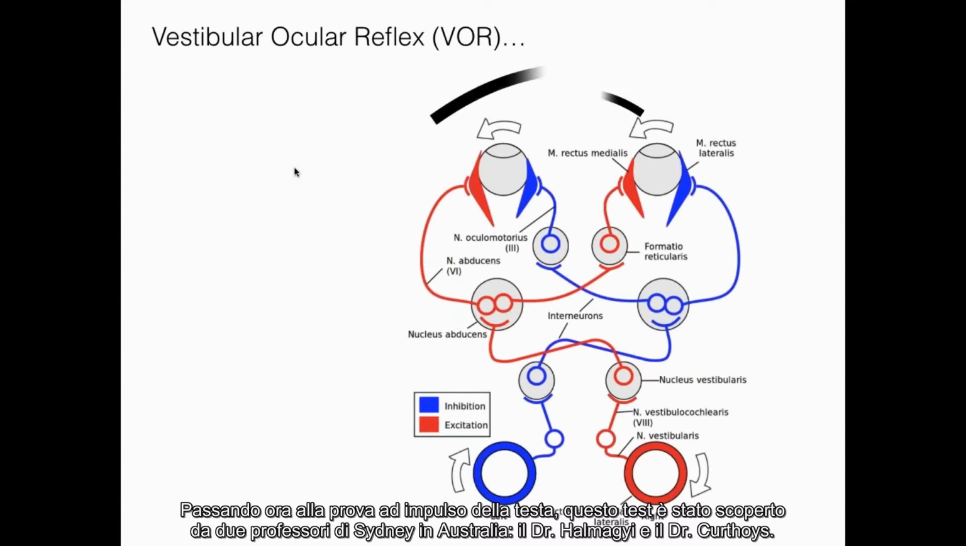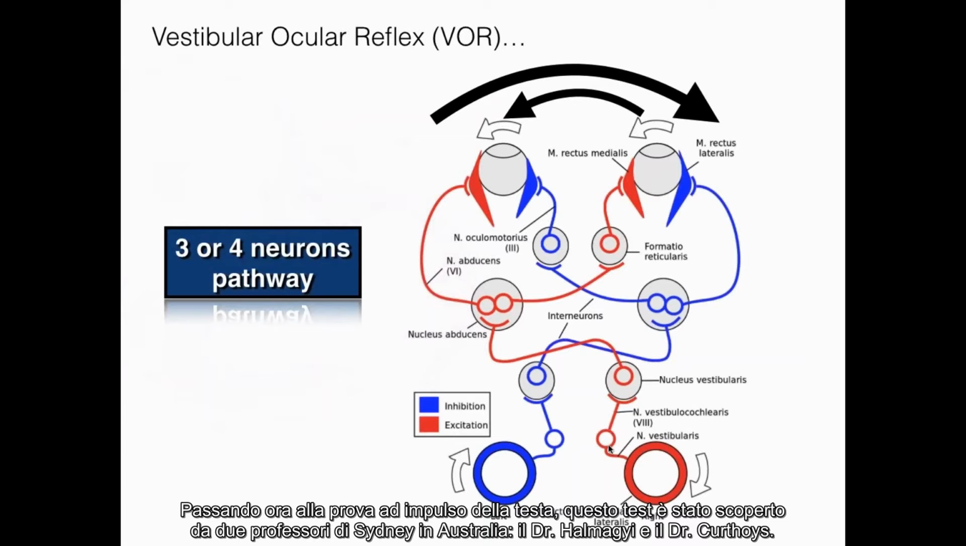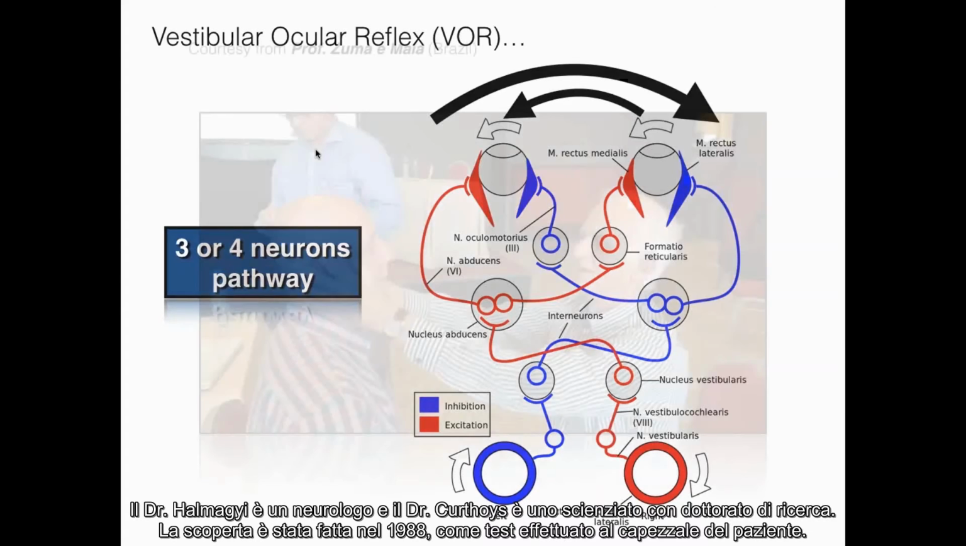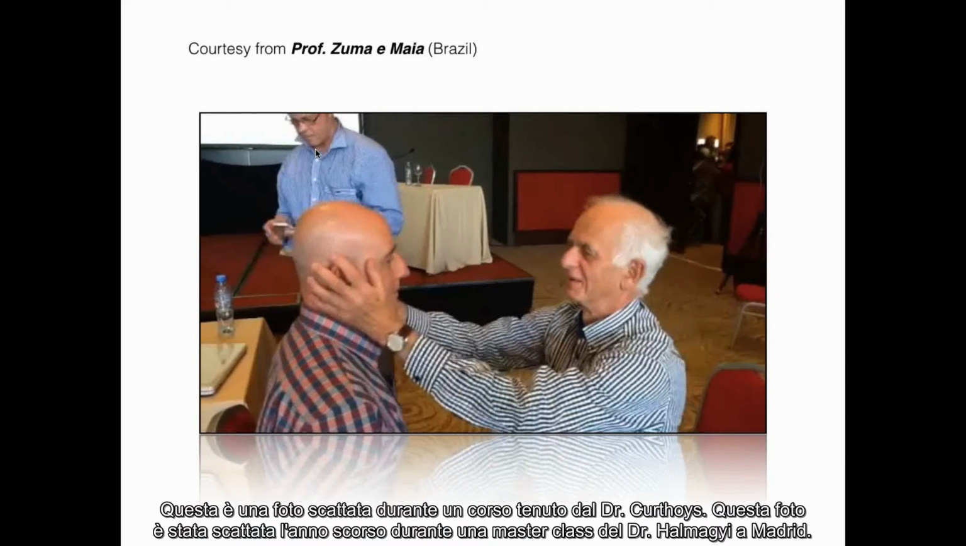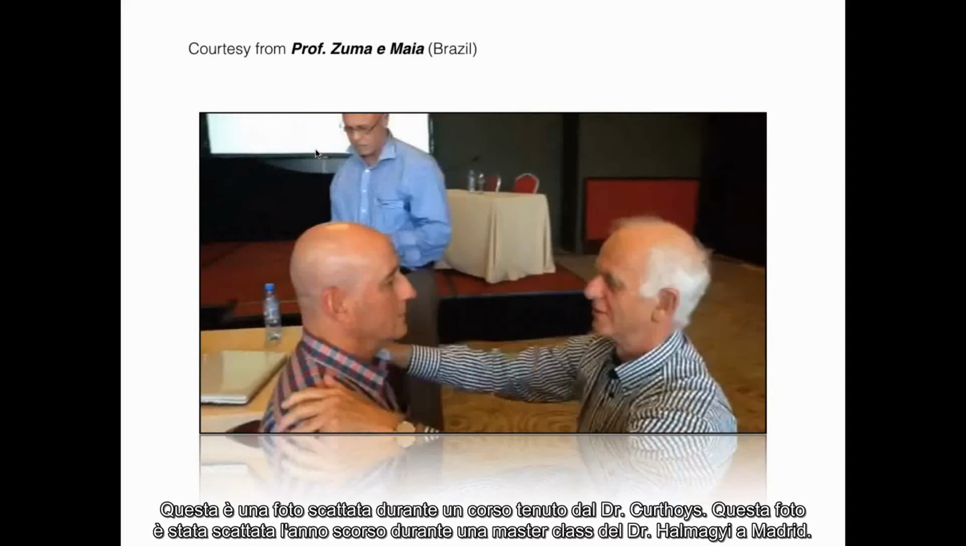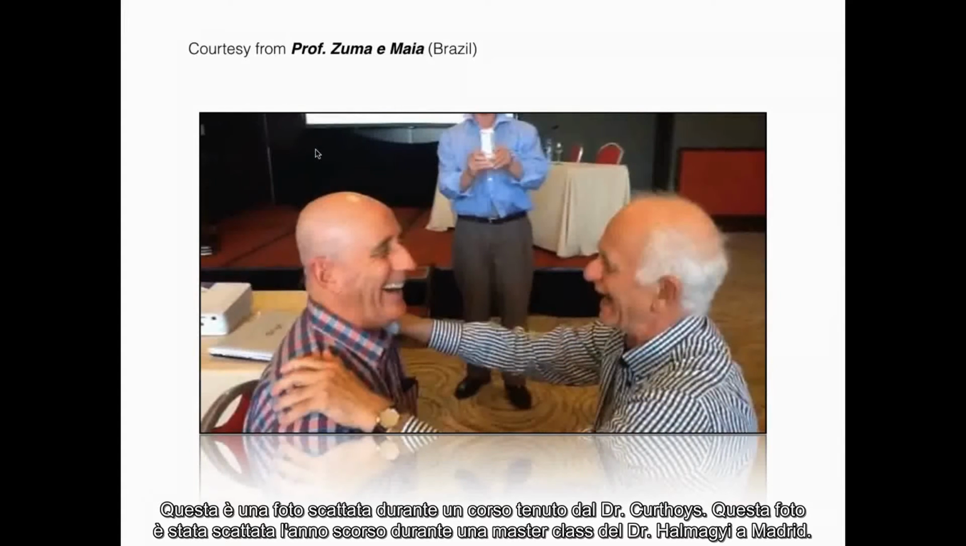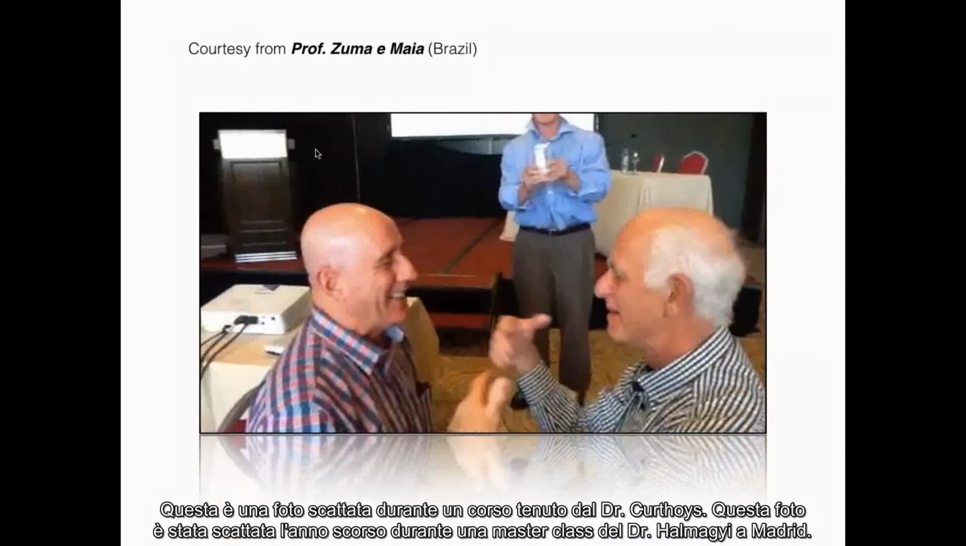When we start talking about the head impulse test, it was first described by 2 professors in Sydney, Australia, Dr. Halmagyi and Dr. Curthoys. Dr. Halmagyi is a neurologist. Dr. Curthoys is a scientist, a PhD. They described it in 1988 as a bedside test. There's a nice picture from one of my colleagues in Brazil with Dr. Curthoys, taken last year at the Otometrics master class in Madrid.